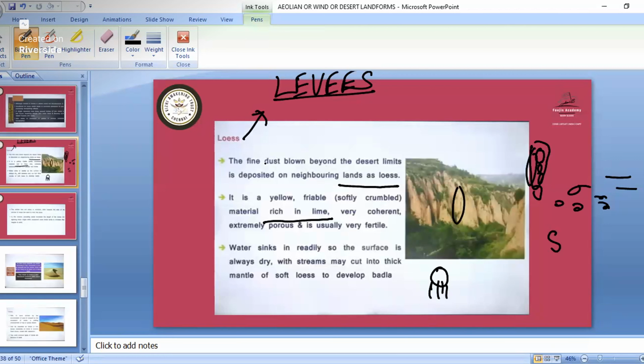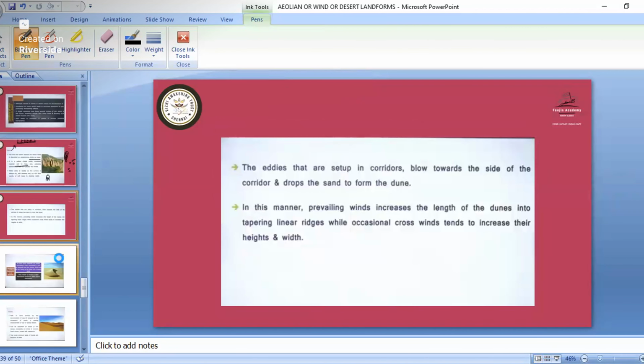So what is known as loess means the deposition of all those sand particles leading to a highland, or you can say a mountainous type shape. So that is known as loess. That is about the loess.